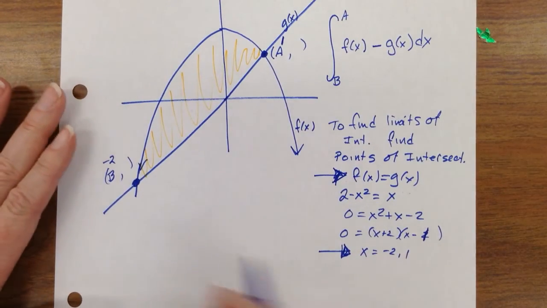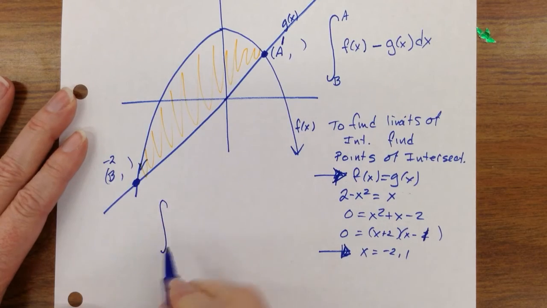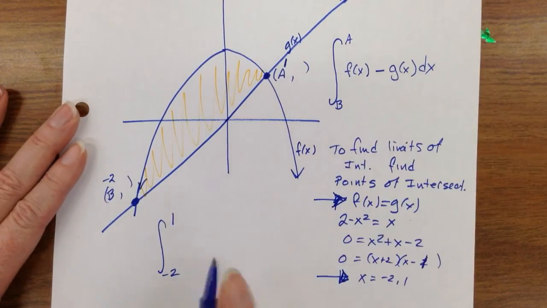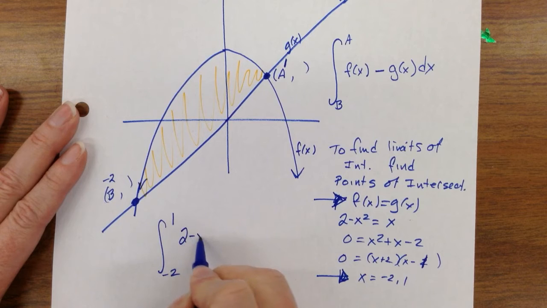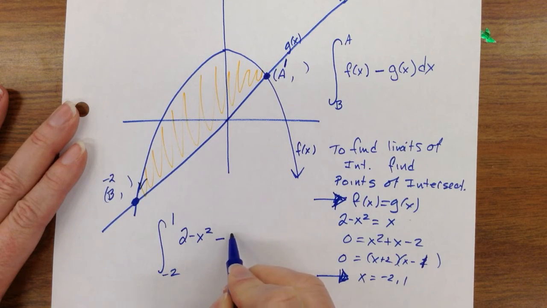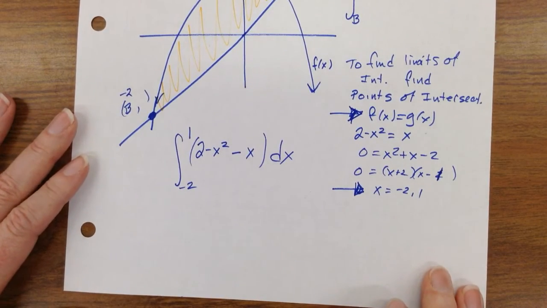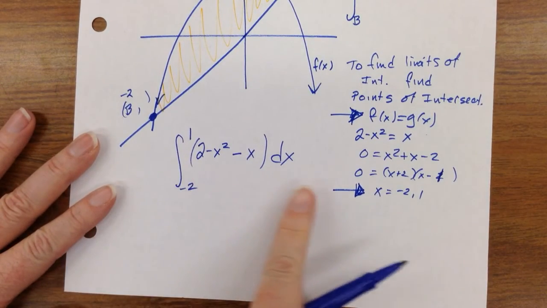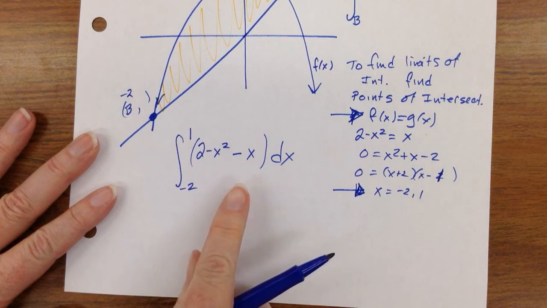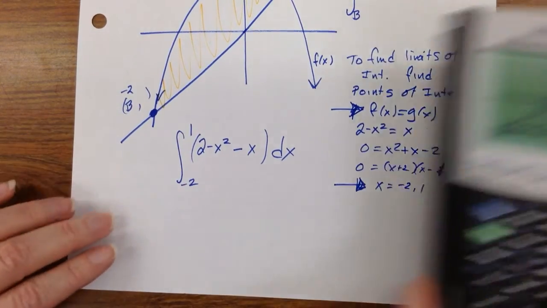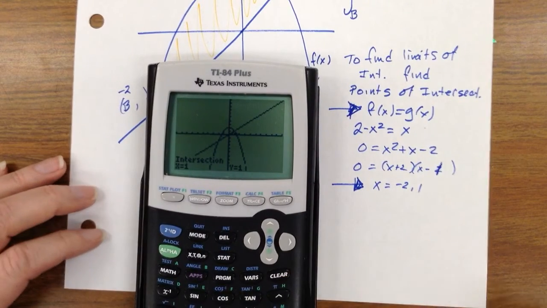Well, now I know what the area is. The area will be the integral from -2 to 1. The upper curve is the f curve. The lower curve is the g curve. If I had a calculator, I could use the definite integral feature on the calculator to do this. If I do not have a calculator, I integrate by hand and evaluate upper and lower. Now, I'm just going to remind you of how to use your integral key.